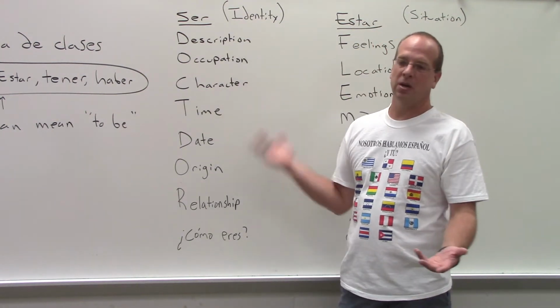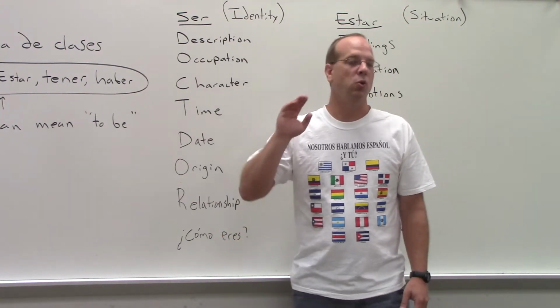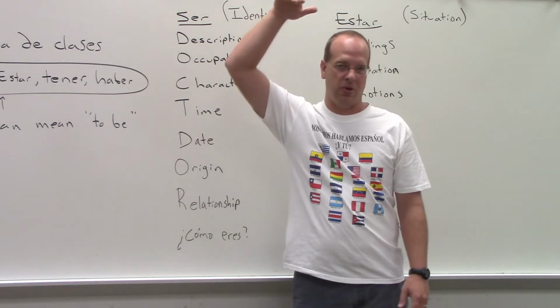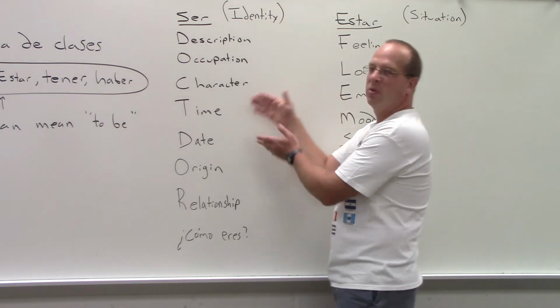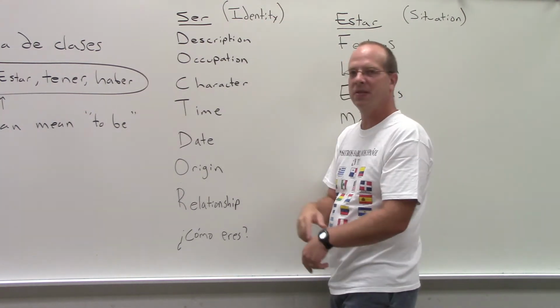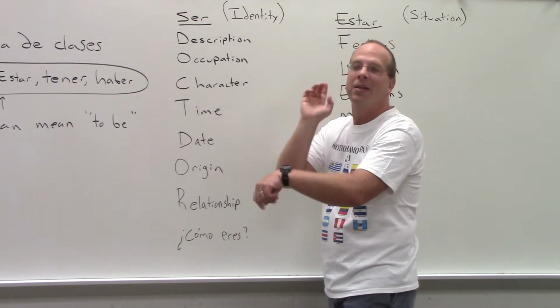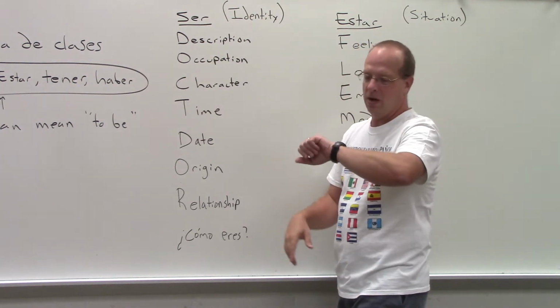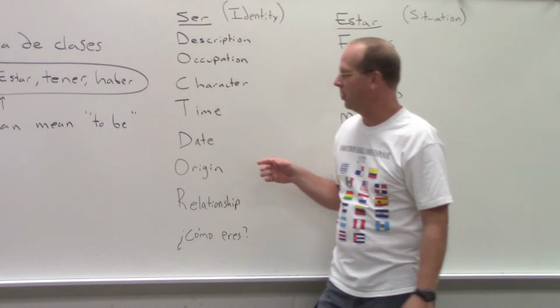So description, it could also be physical description. Yo soy muy guapo. Yo soy alto. Right? Okay. Yeah, that sounded kind of creepy, didn't it? All right. Anyway, moving on to time. Again, we're using ser. You don't say ¿qué hora está? You say ¿qué hora es? That's right. ¿Qué hora es? Oh, son las 12:15 according to my watch. I don't know what time you're watching the video.